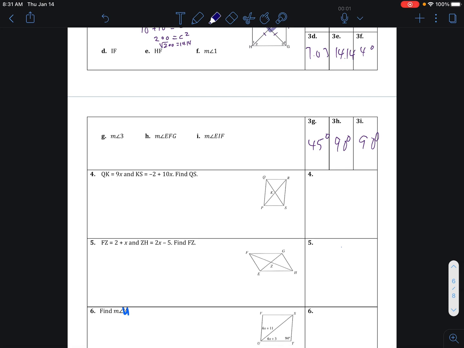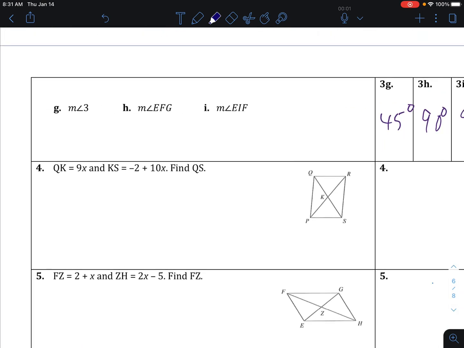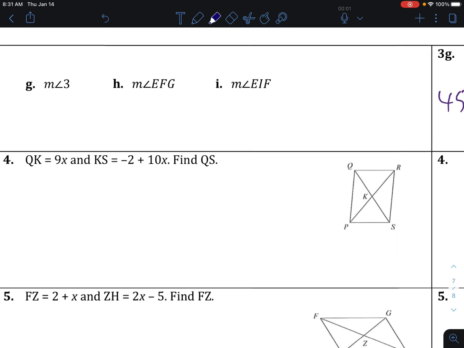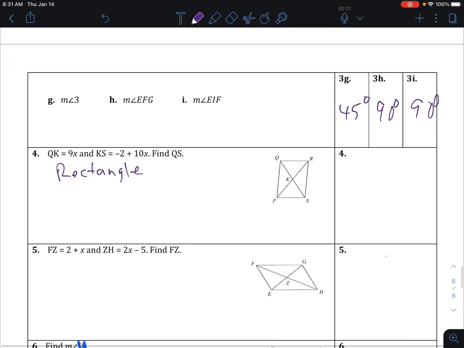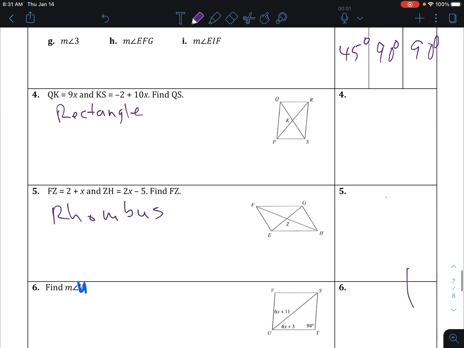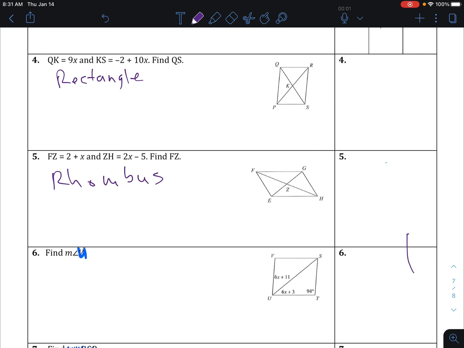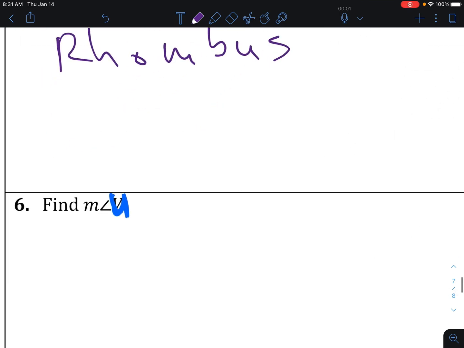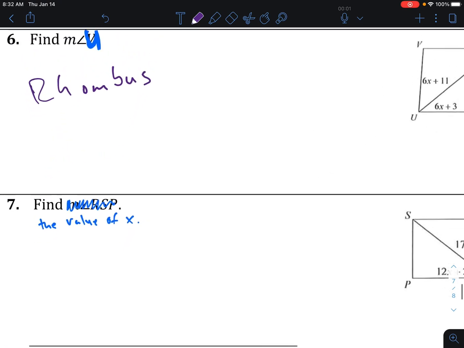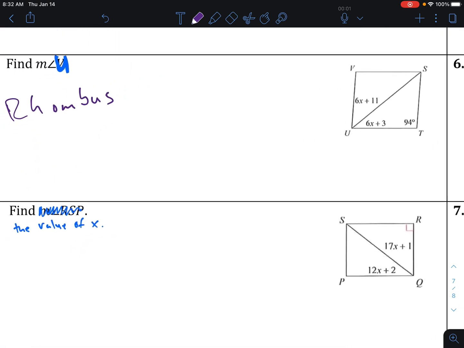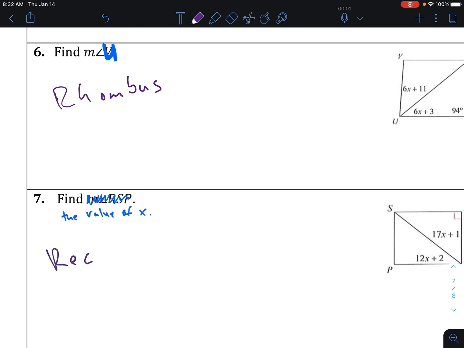All right. So a couple changes as we're going through here. This is a rectangle. They don't have names on this, so we say this is a rectangle. That'll help you out. Okay. This would be a rhombus. In number 6, I want you to find the measure of angle U. And we'll call that a rhombus. And then on number 7, we're going to say find the value of x in the rectangle.